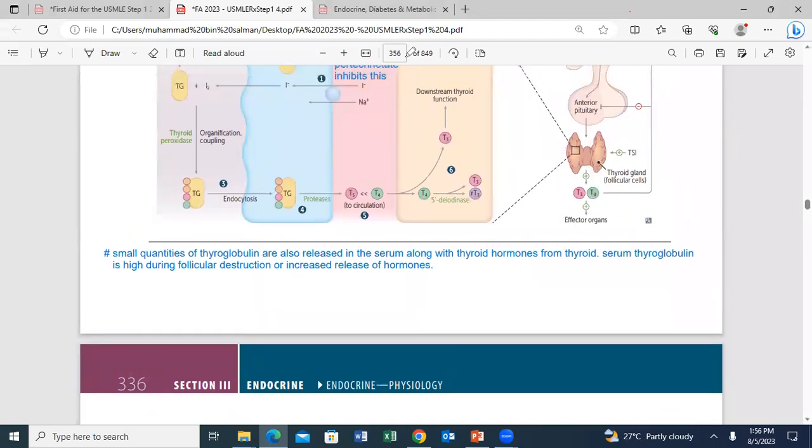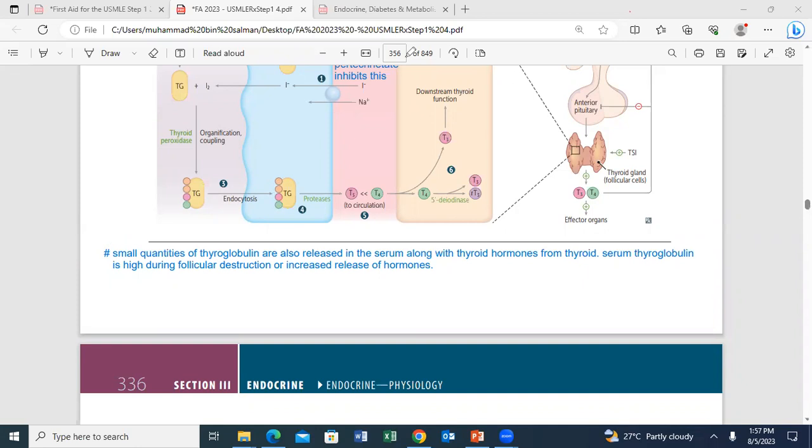Another interesting piece of information which I have mentioned right over here is that there is release of thyroglobulin along with the thyroid hormones. So when the thyroid gland releases thyroid hormones, it also releases thyroglobulin along with it. And this is very important to understand because the quantity of thyroglobulin in blood will give you a very good idea about the release of thyroid hormone.